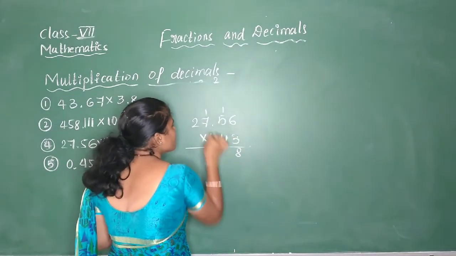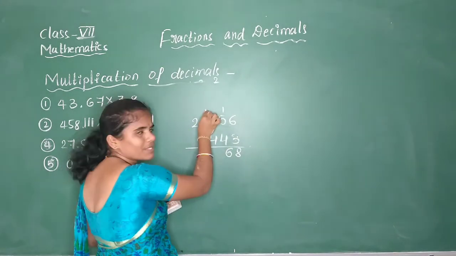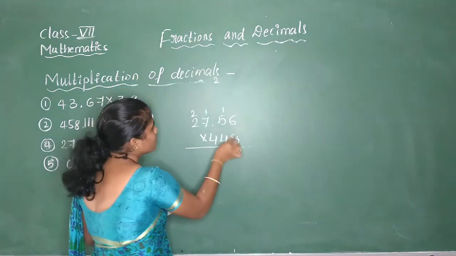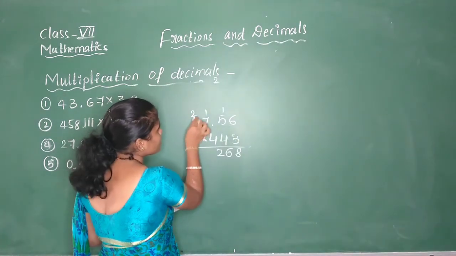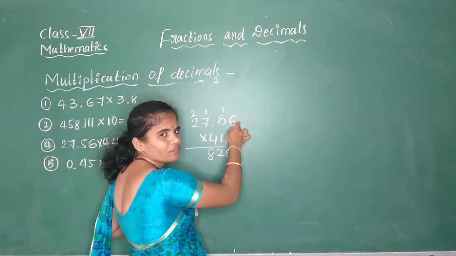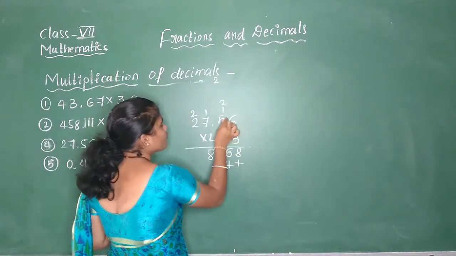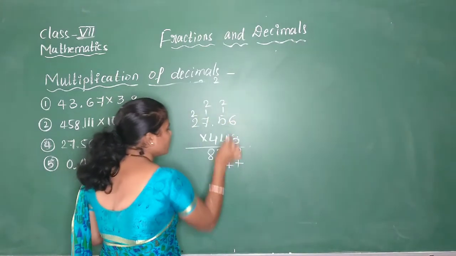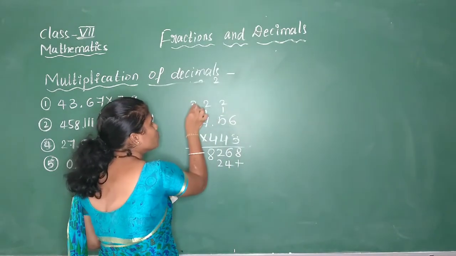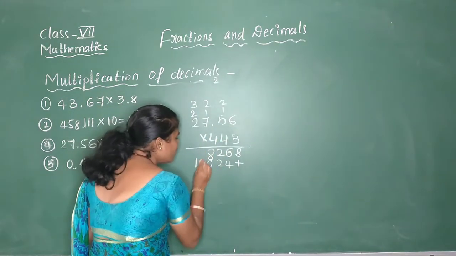15 plus 1, 16. Next, 3 7s are 21. 21 plus 1, 22. Next, 3 2s are 6. 6 plus 2, 8. Plus 4 6s are 24. 4 5s are 20. 20 plus 2, 22. Next, 4 7s are 28. 28 plus 2, 30. Next, 4 2s are 8. 8 plus 3, 11.